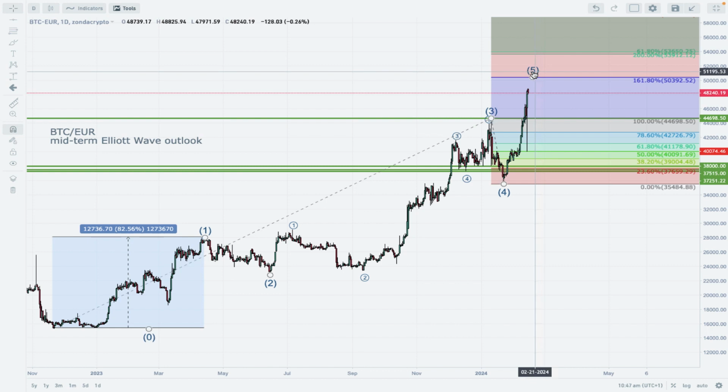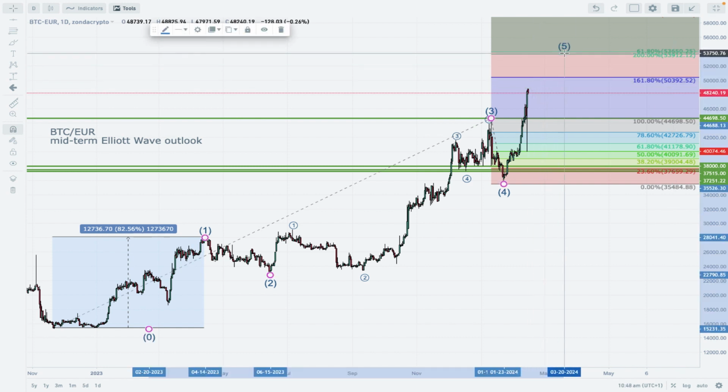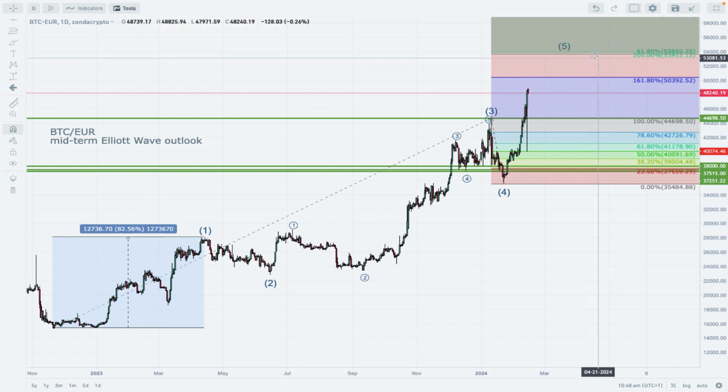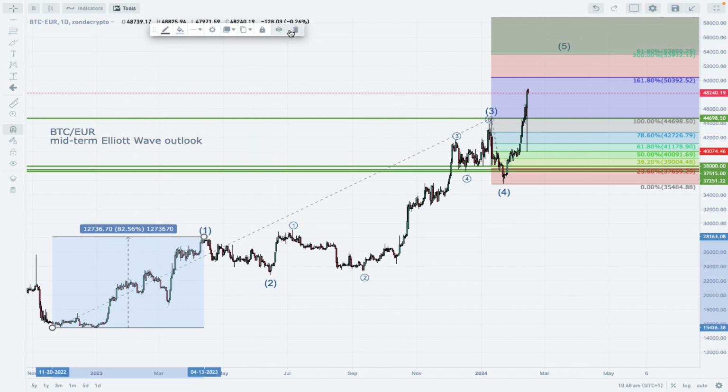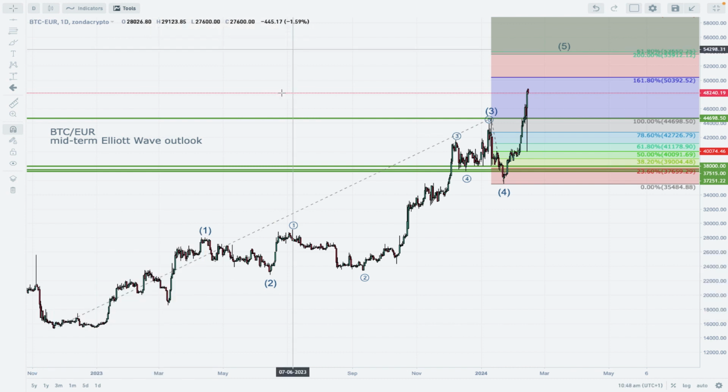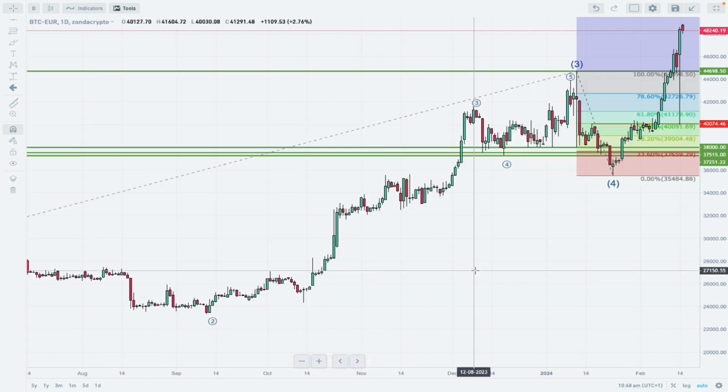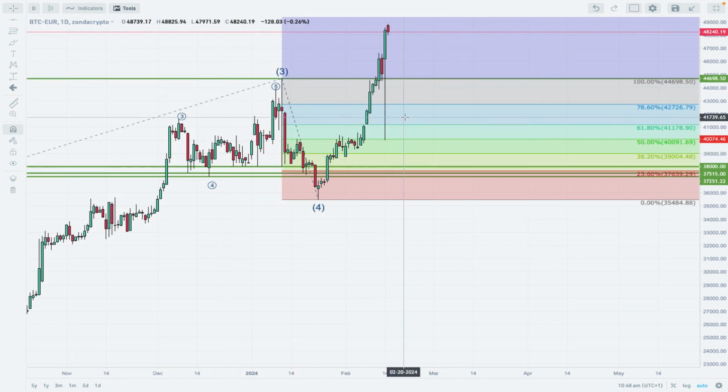It looks like the target for the wave 5 might be on a very typical level of 161%, which is 50,392, or it might be extended towards this level here, 33,650, where it's a very nice cluster for the wave 5, right? So this measurement of the wave 1 didn't actually make any difference. Nevertheless, we still got this situation here on our chart. We are waiting for the wave 5 to kick in.